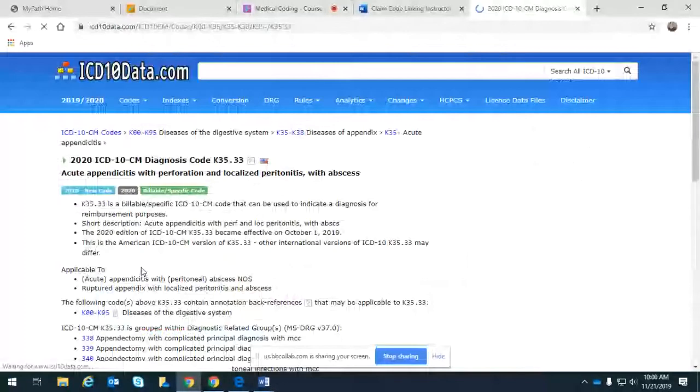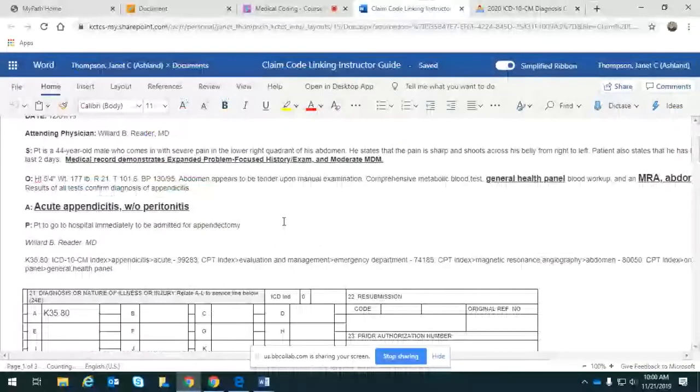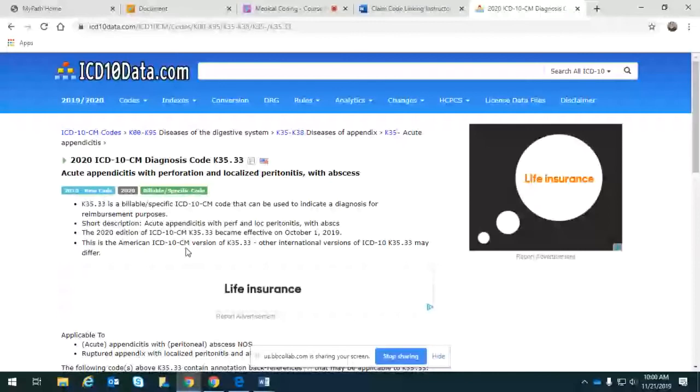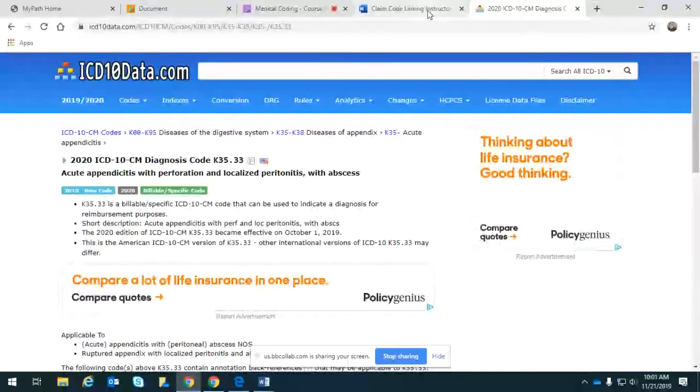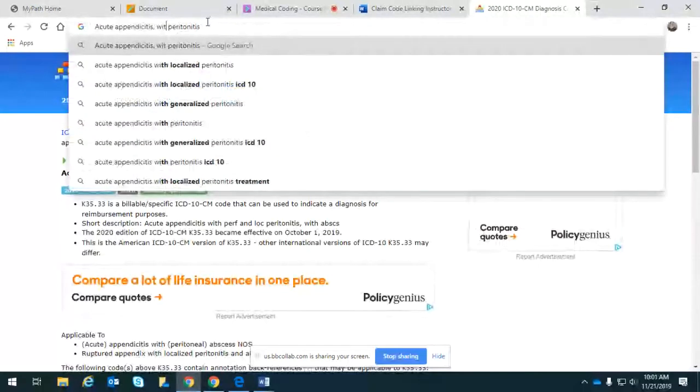we get. K35.33. Now, this is not how I want you to get in the habit of coding, but let me double check. Okay, it's actually K35.80. Let's see what that one is. Acute appendicitis. So this code is showing with perforation and localized peritonitis, and that is what we don't want. So let me type that out specifically. Without peritonitis.